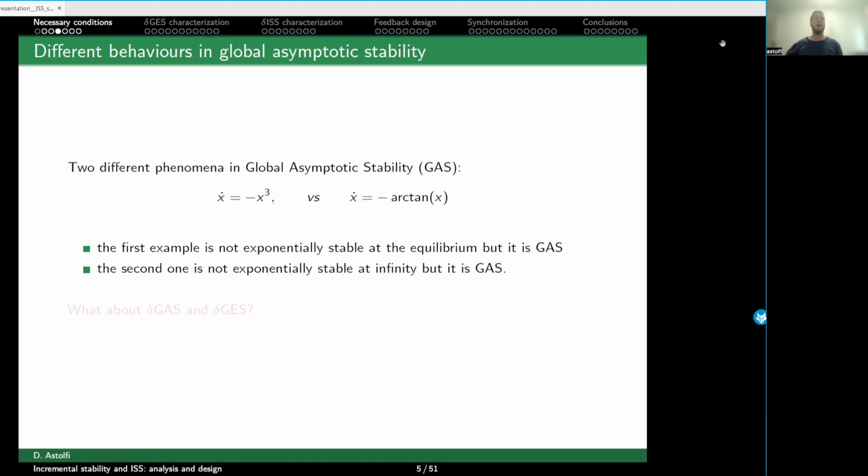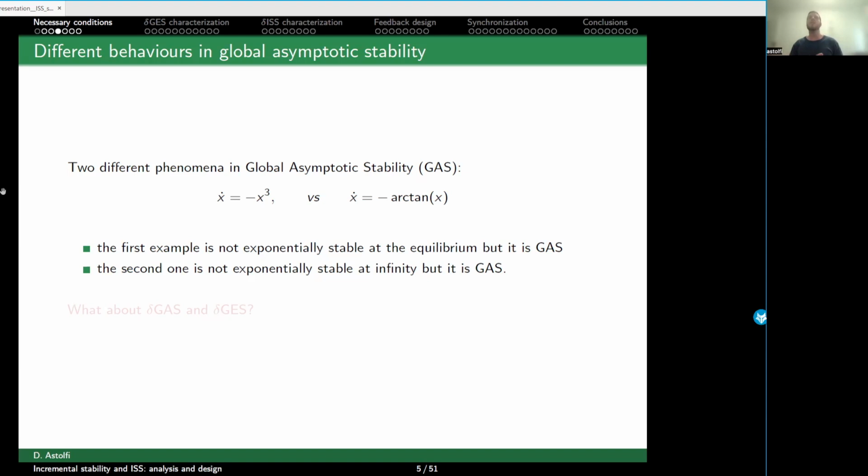For instance, the first example is x dot is equal to minus x cubed, and we see that this system is globally asymptotically stable, but not exponentially, because at the origin, the equilibrium is not exponentially stable. Indeed, this can be easily shown by looking at the linearization around the origin of the system. We see that the linearization is actually zero, so with standard Lyapunov arguments for the linearization, we cannot state if it is stable or not, but we can actually construct a global Lyapunov function that will give us global asymptotic stability.